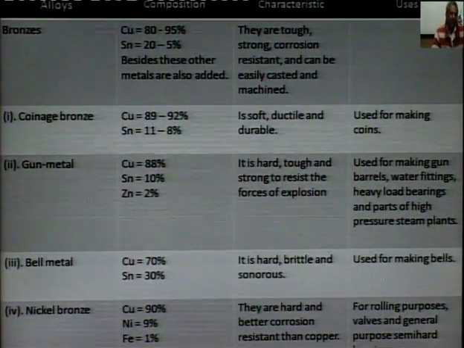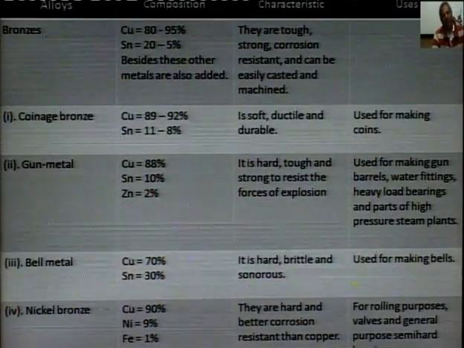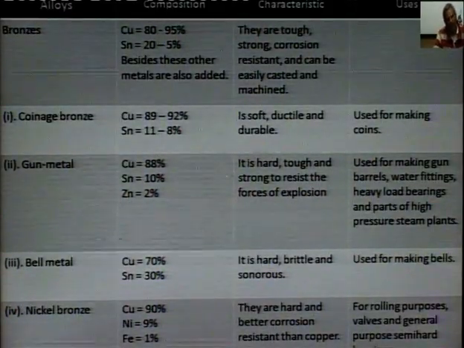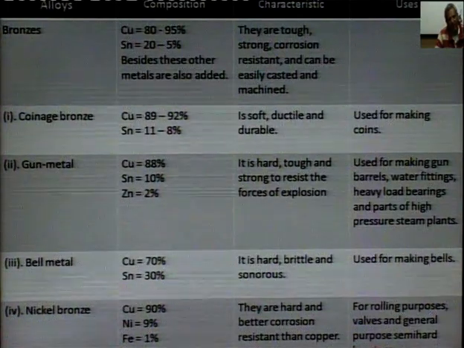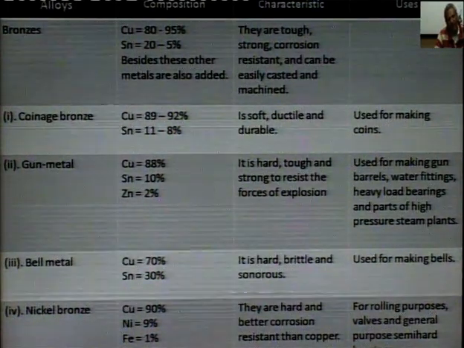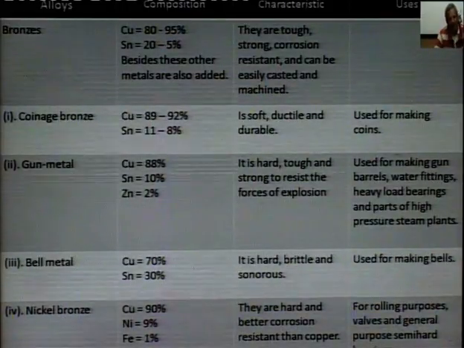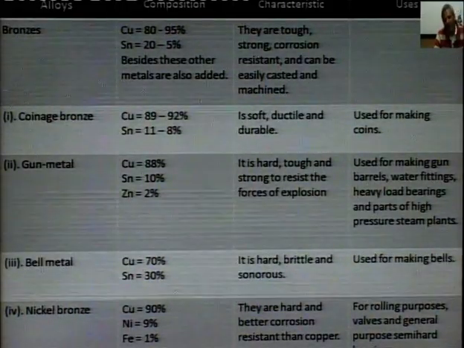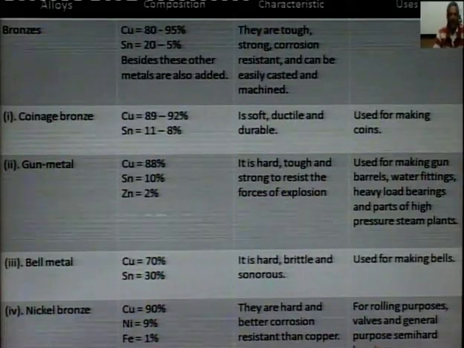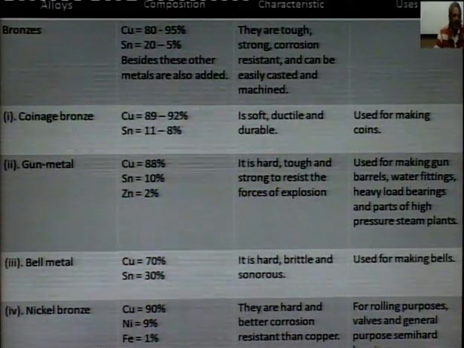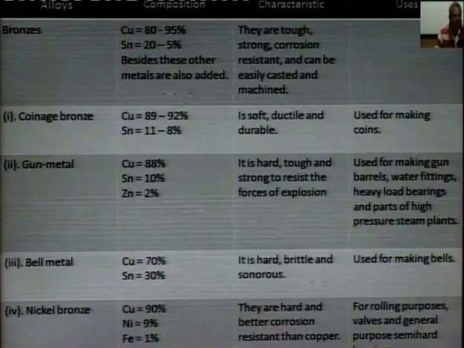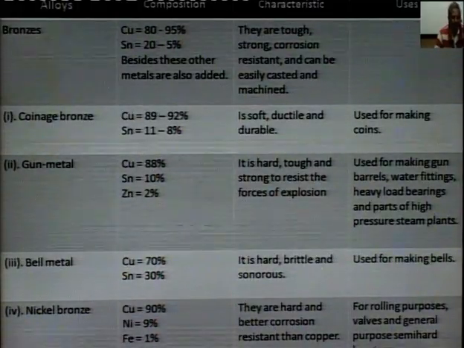Coinage bronze. Coinage bronze is obtained by mixing copper and tin. Here the composition of coinage bronze is approximately 90% copper and 10% tin. It is soft, ductile, and durable. It is used for making coins.